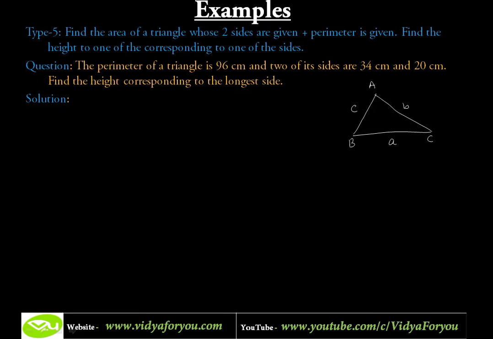So let us draw a triangle ABC where perimeter is given as 96 centimeter. The two sides which are given, assume b is equal to 34 centimeter, c is equal to 20 centimeter. So what will be a? First we need to understand. So assume this is 34 centimeter, this is 20 centimeter, and perimeter is also given. Can't we find this? So a will be equal to perimeter minus b plus c. Or let's not make it complex. Perimeter is equal to a plus b plus c.